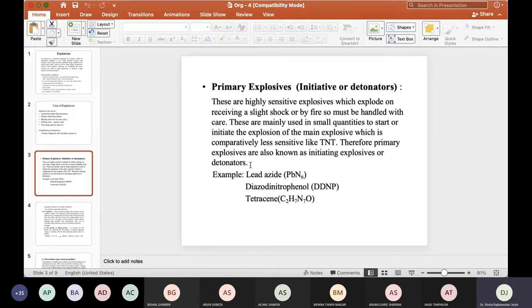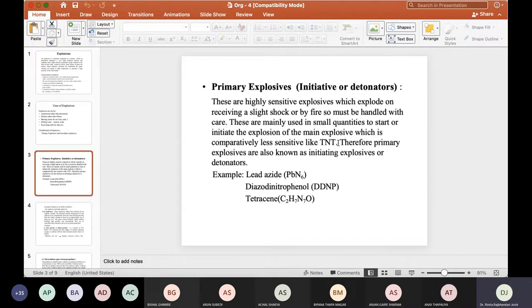A primary explosive means extremely sensitive; with a little energy source it explodes, so it should be handled carefully. It is used in small quantities to start or to initiate the explosion of the main explosive, which is comparatively less sensitive, like TNT.